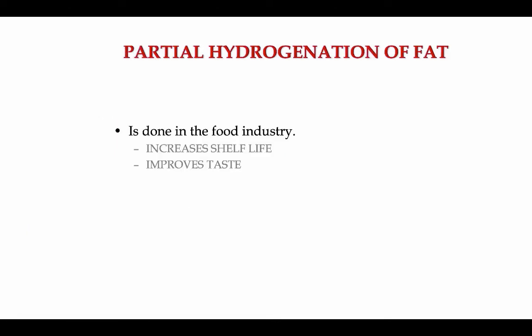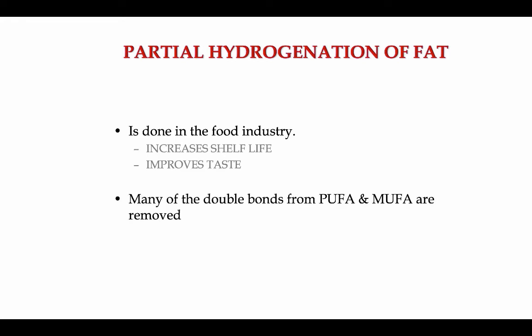So partial hydrogenation was a boon for the industry. It improved shelf life by making these fats more solid at room temperature. They lasted longer on the shelf. It improved the taste because it had more of a taste of butter. But what it did was get rid of those double bonds.